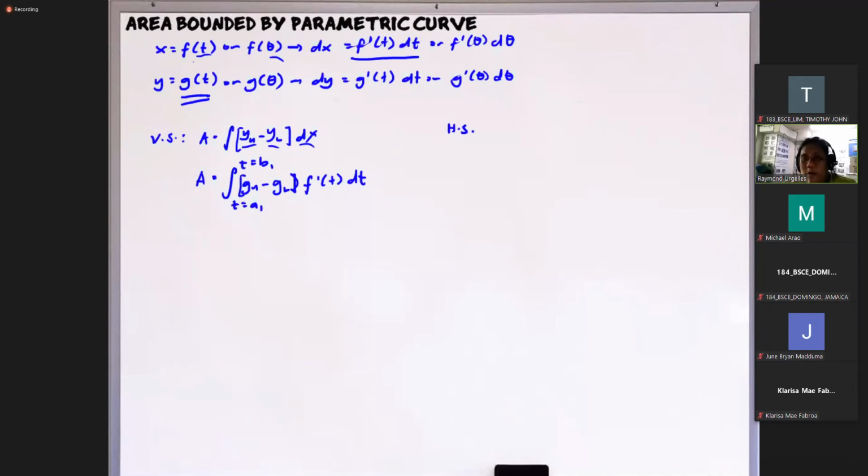Now for a horizontal strip, the area is equal to x to the right minus x to the left, multiplied by dy. Right? Then when we move this to its parameters, this will be f of right minus f of left, multiplied by g prime of t dt, from t equal to, let's say, c1 up to t equal to d1.